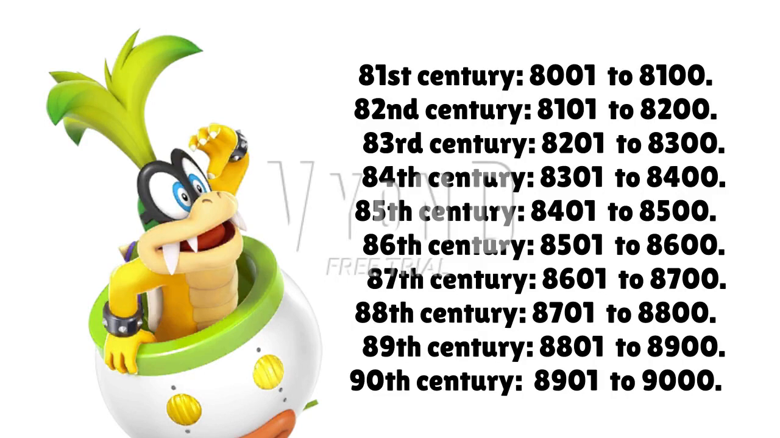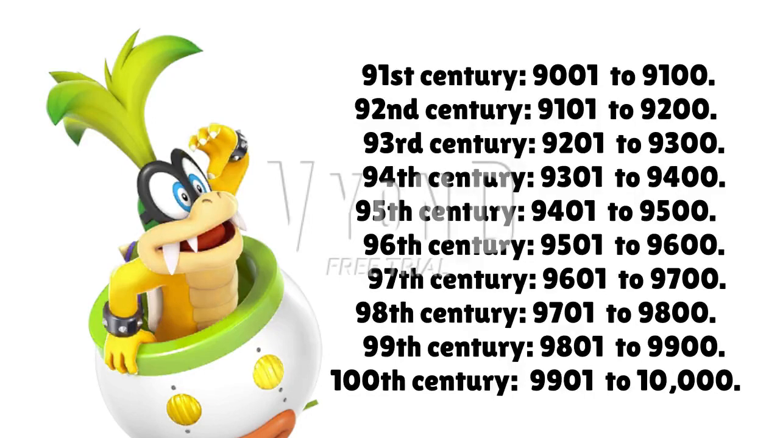92nd century, 9101 to 9200. 93rd century, 9201 to 9300. 94th century, 9301 to 9400. 95th century, 9401 to 9500. 96th century, 9501 to 9600. 97th century, 9601 to 9700. 98th century, 9701 to 9800. 99th century, 9801 to 9900. 100th century, 9901 to 10,000.